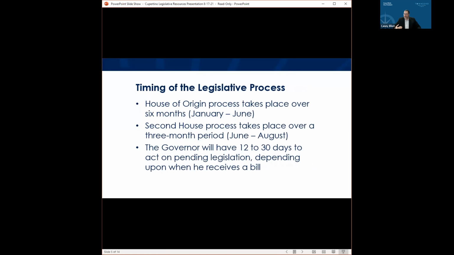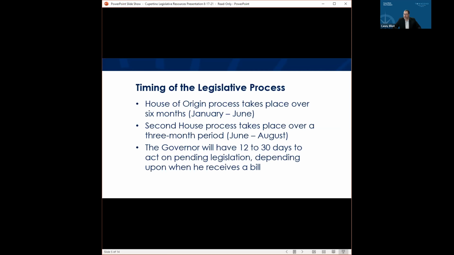The legislative process follows a pretty standardized calendar. It fluctuates a little bit from even years to odd years because it is a 2-year legislative cycle. But the nice thing is the legislative calendar is put out usually at the beginning of Q4 for the following year. So you have about a year heads up as to most of the major deadlines as to where to engage. The House of Origin process that I described takes about 6 months, usually from January to June approximately. And then the second house process gets sped up much quicker.